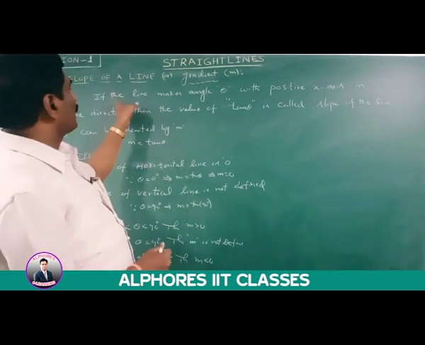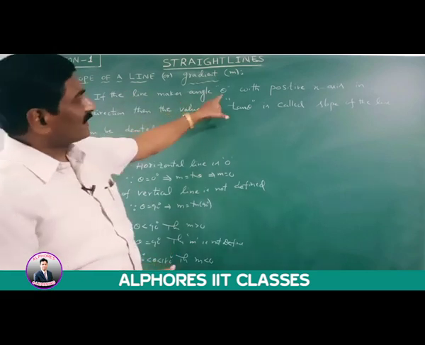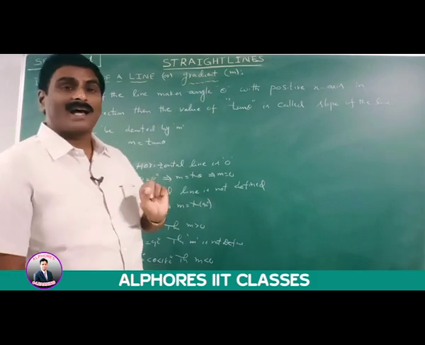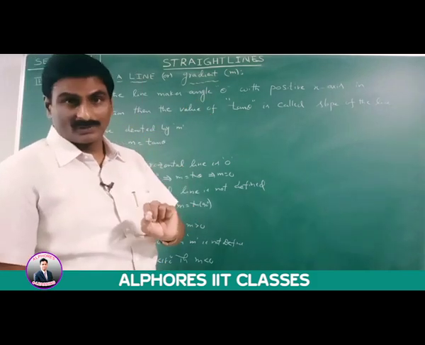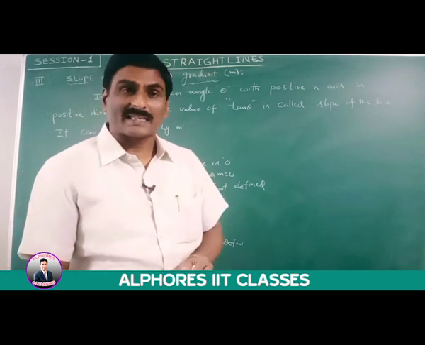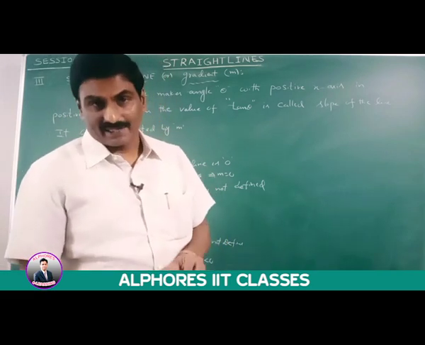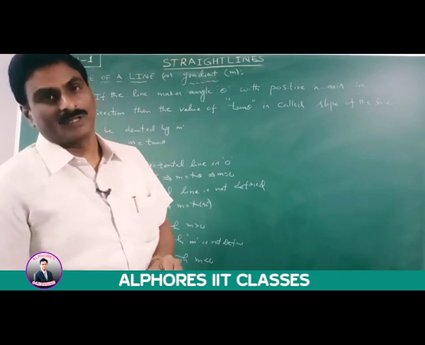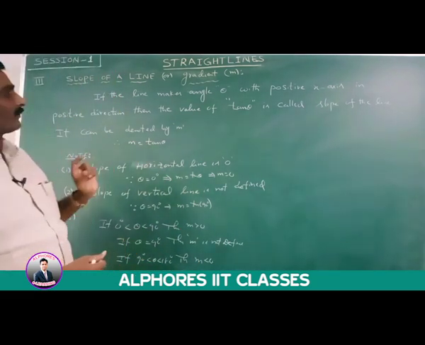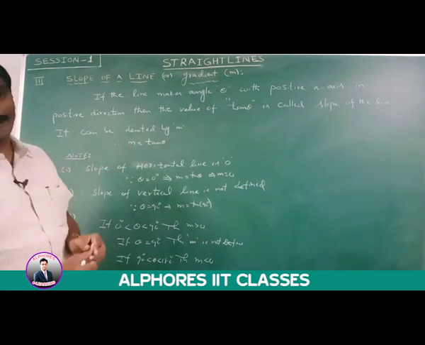Here, what is the value of theta? The line makes an angle theta with positive x-axis in positive direction. That means theta is the angle of inclination of the line. If theta is the angle of inclination of the line, then the value of tan theta is said to be slope of the line. It can be denoted by m. Therefore, slope m is equal to tan theta.